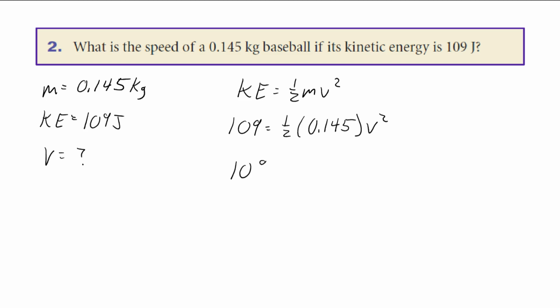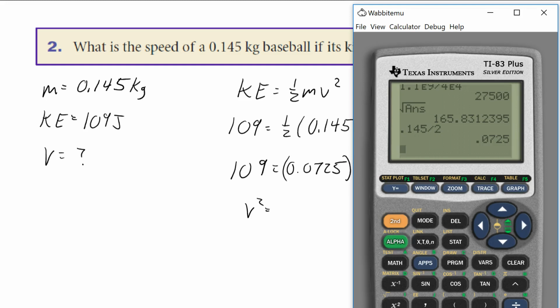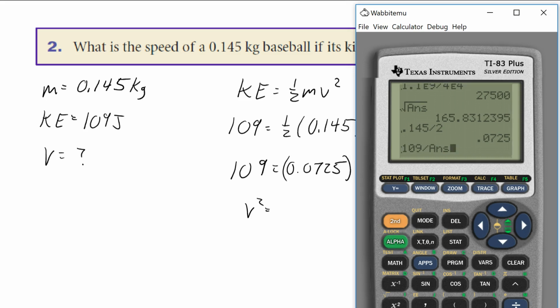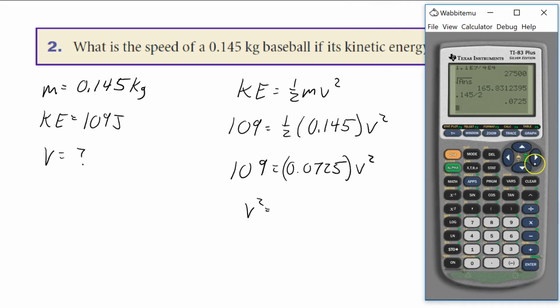So 1/2 of 0.145 is 0.0725 times v squared. So v squared is equal to 109 divided by that decimal. And just so you know, you can do 109 divided by second answer, where the minus sign is on your calculator. Let's see if I could actually show it on the screen here. Okay, I'll do it one more time. So 109 divided by second answer. Instead of retyping the number, that's a useful trick.